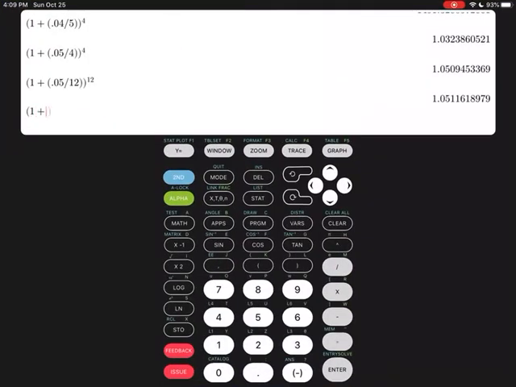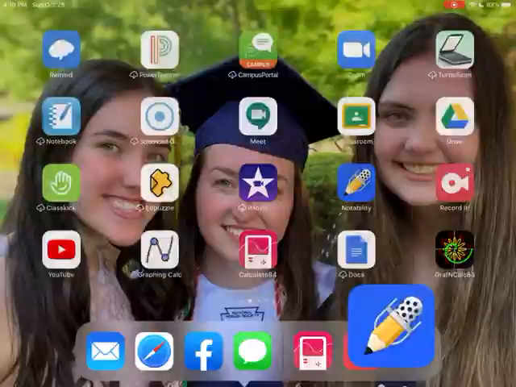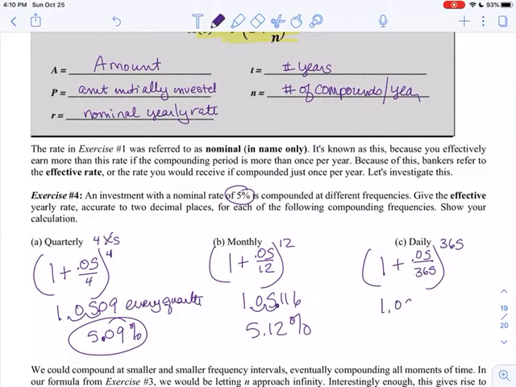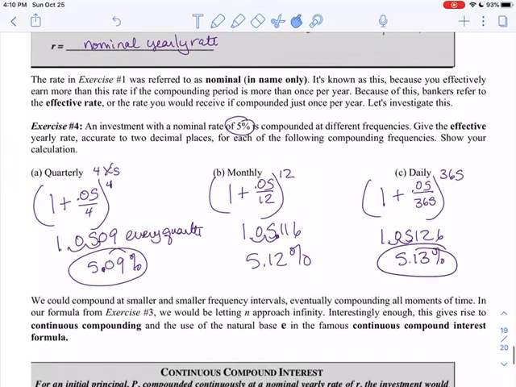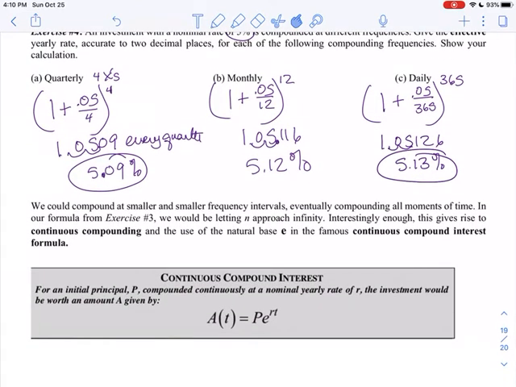And daily, there are 365 days in a year, so 0.05 divided by 365, and the exponent is 365. So we'll try this last one. So parentheses 1 plus 0.05 divided by 365, and the exponent is 365. Now it's 1.051267. All right, so that is 1.05126. Bring my decimal over, 5.13%. All right, even better.